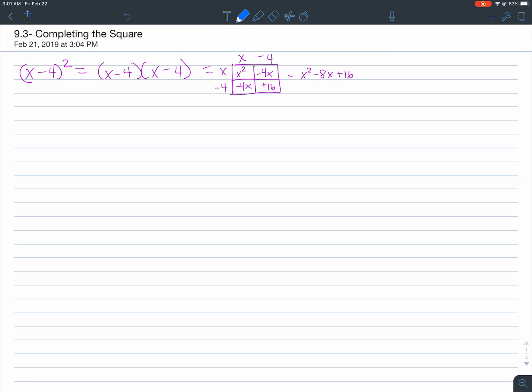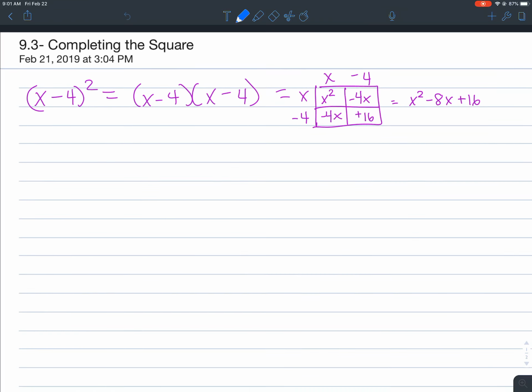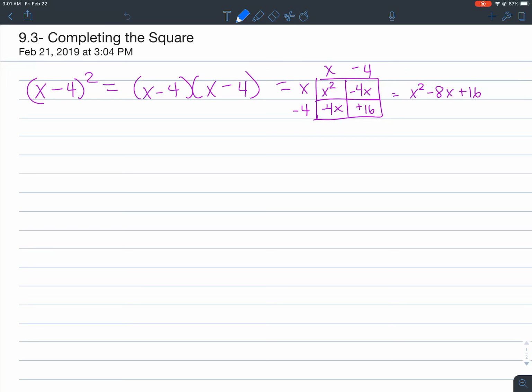So today's lesson is on completing the square, and this is lesson 9.3 in the book. So I wanted to quickly review. If we have x minus 4 quantity squared, then that is the same as x minus 4 times x minus 4. And if we do the box method, then we can see that we get x squared minus 4x and plus 16. So notice how these two are the exact same, and they add up to this one.